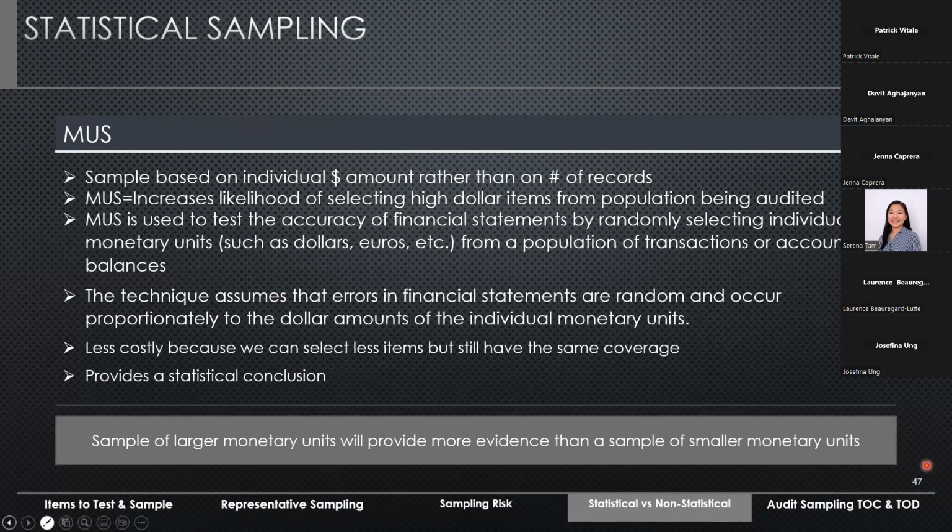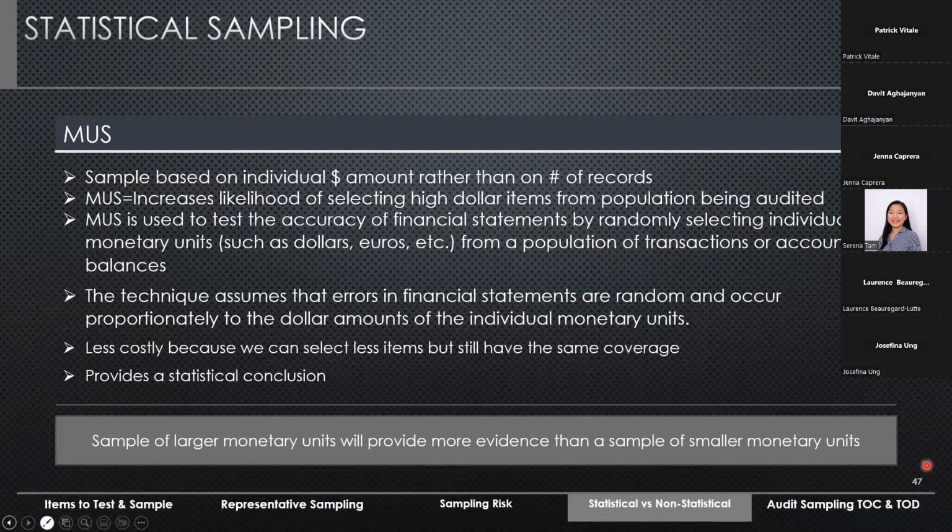Okay, so MUS. Let's say I have 10 invoices, and I do random sampling. All these invoices have one chance out of 10 of being selected. But let's say one out of these 10 invoices is $1 million, and all the other invoices are $10. If we're doing random sampling, it's not going to be very representative of our population. Maybe that $1 million is the one you really want to double check.